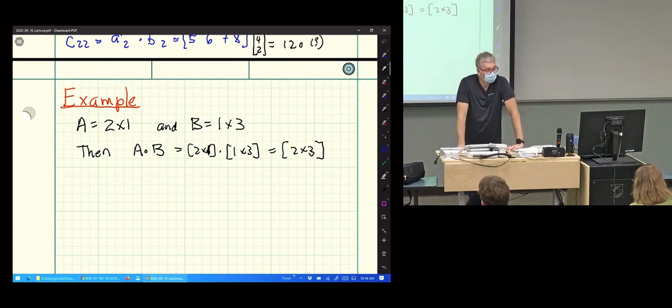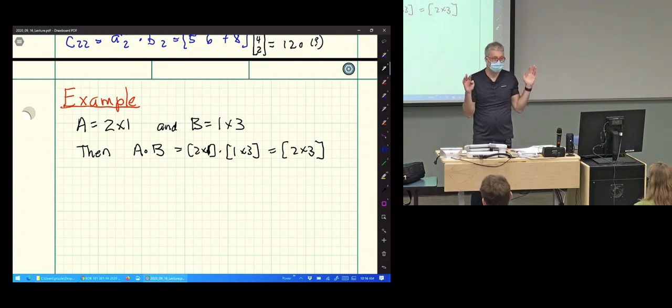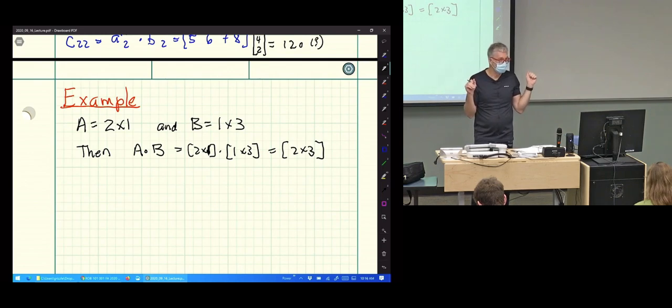Oh, okay, what am I doing? I haven't written down A, but it's 2 by 1. It has 2 rows, 1 column. It's a column vector. B has 1 row and 3 columns. It's a row vector. What am I showing you how to do now? Multiplying a column vector times a row vector.